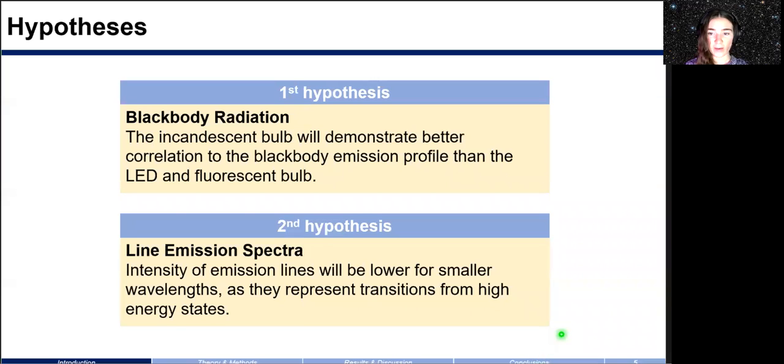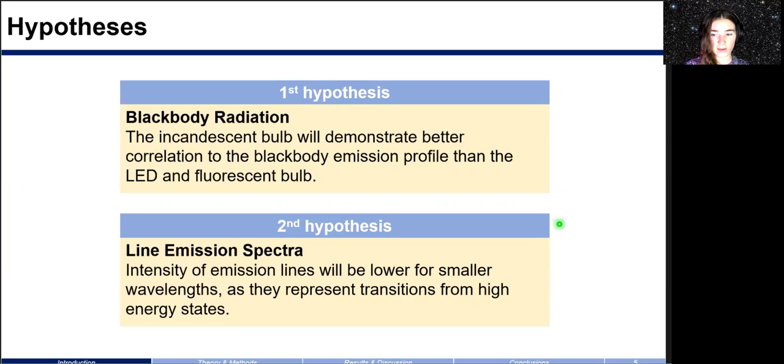And lastly, I just want to cover my hypotheses. So in my first hypothesis, I predicted that the incandescent bulb will better correlate to the blackbody emission profile compared to the LED and the fluorescent bulb. This is just based on how these different types of bulbs produce light. In the incandescent bulb, you have light being produced from heat, but in the LED bulb, you have a combination of different colored phosphors being combined to make white light. And then in the fluorescent bulb, you have a combination of the emission lines of mercury interacting with a fluorescent material to produce white light. So that's why the incandescent bulb should be better correlated.